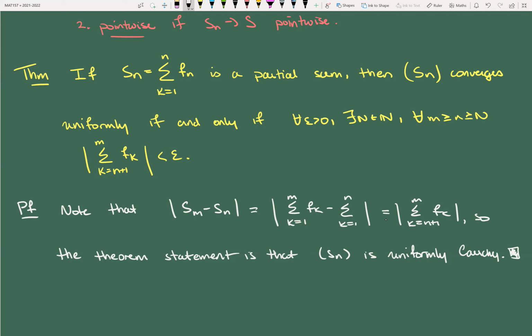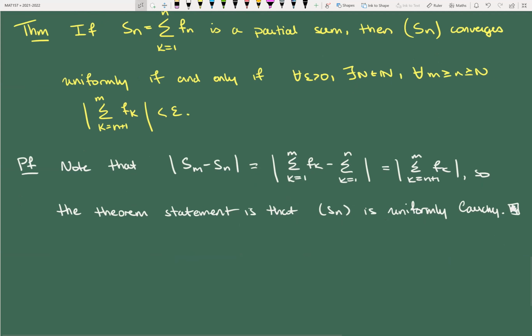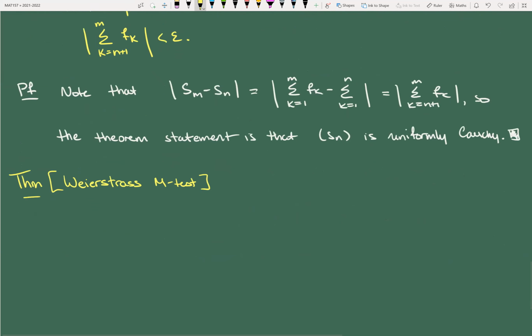Okay, so here's the crazy, here's the Weierstrass M test. It's surprising that this works. It's even more surprising how easy this proof is. So this is the Weierstrass M test. Okay, and it goes as follows.